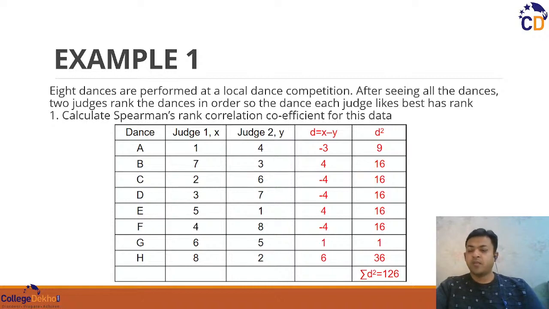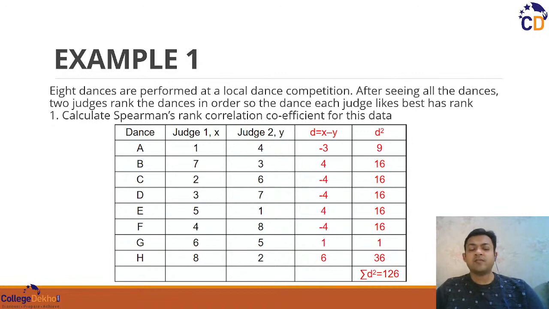Okay, so let's move ahead with the numerical example. In this example, we are given that there is a dance competition in which we have 8 candidates, named from A till H. According to Judge 1, he has ranked the candidates as in the second column. So candidate A gets a ranking of 1, candidate B gets a ranking of 7, and so on. Ranking 1 of course means he's the best candidate.